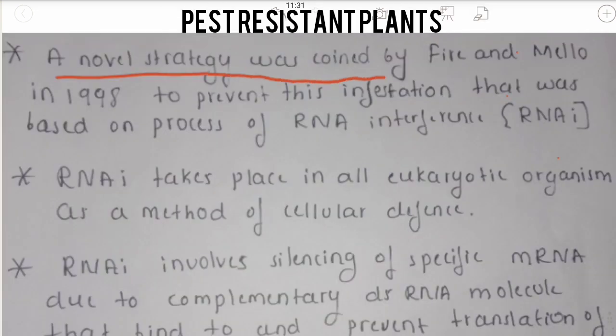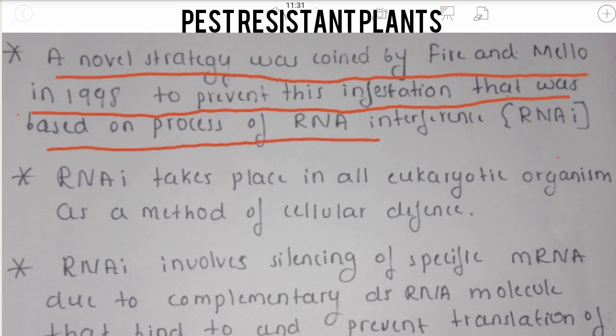A strategy was coined by Fire and Mello in 1998 to prevent this infestation, based on the process of RNA interference, RNAi. So the solution was found by Fire and Mello in 1998, so that it can prevent the reduction of yield by Meloidogyne incognita as it was infecting the roots of tobacco. So the solution was the process of RNA interference. Let us find out how, through RNA interference, we can increase the crop yield.